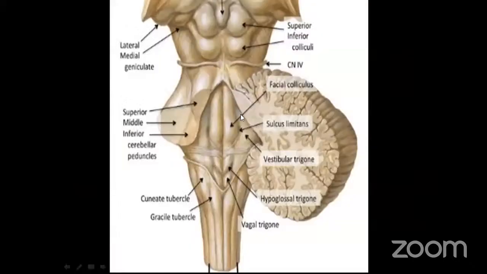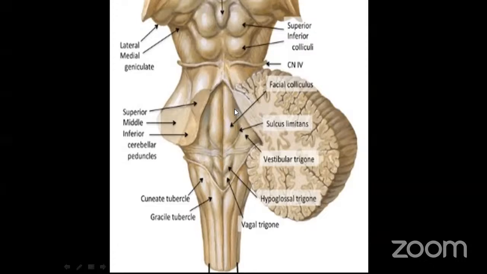So once we have opened up the roof of the fourth ventricle, we can look at the floor of the fourth ventricle. I will be concentrating mainly on the floor of the fourth ventricle because of the shortage of time, and also because it's important from an examination point of view. We can appreciate a midline structure within the floor of the fourth ventricle that is dividing it into two halves. This is known as the median sulcus.